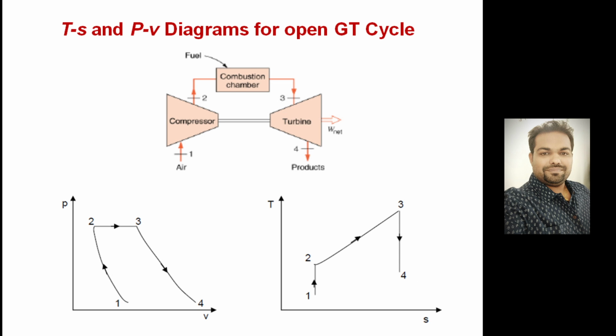If we draw this on a PV diagram, process 1 to 2 is reversible adiabatic compression, followed by process 2 to 3, reversible constant pressure heat addition, then reversible adiabatic expansion, right, and there is no connecting point between 1 and 4 because this is an open cycle. On the temperature versus entropy diagram you can also draw the same process. Process 1 to 2 is an isentropic vertical line, followed by constant pressure heat addition, then followed by reversible adiabatic expansion. This is the open cycle gas turbine PV and TS diagram.